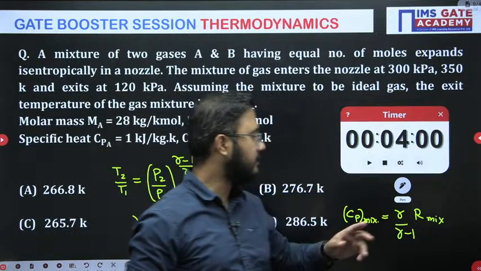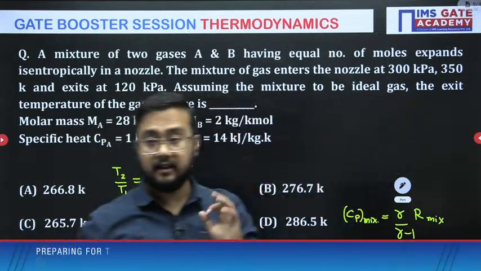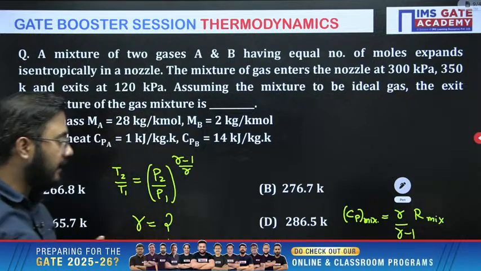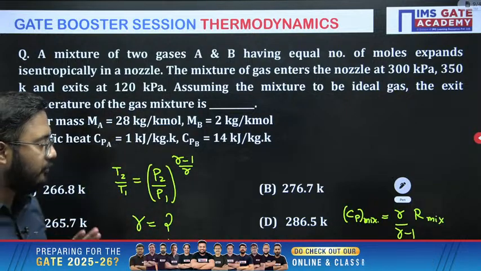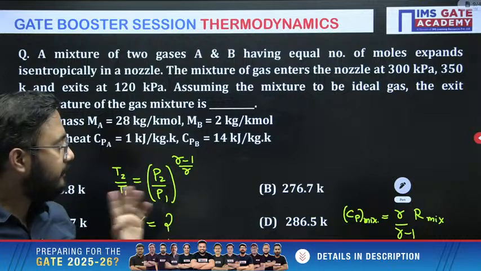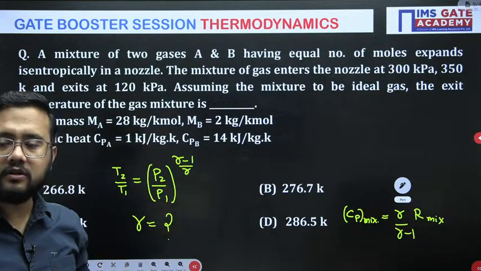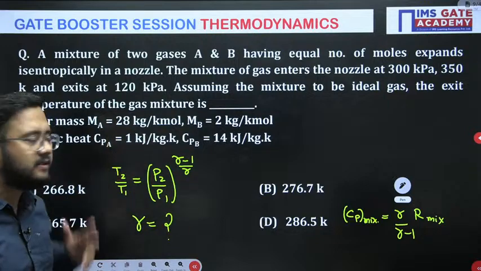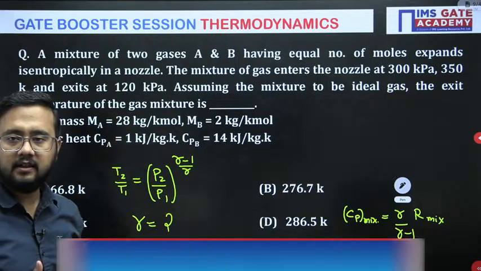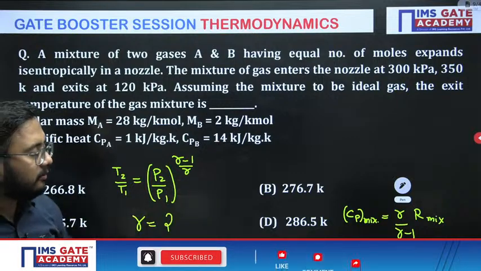Okay, now time's up. This is really a very good problem. First of all, we'll understand, as I already told you, gamma is the first thing that we need to calculate. Cp of a mixture equals gamma upon gamma minus 1 times R mixture. Now, why are we talking about Cp of mixture? Because the values they have given are Cp of individual gases. For the mixture, we have to use this formula to calculate.